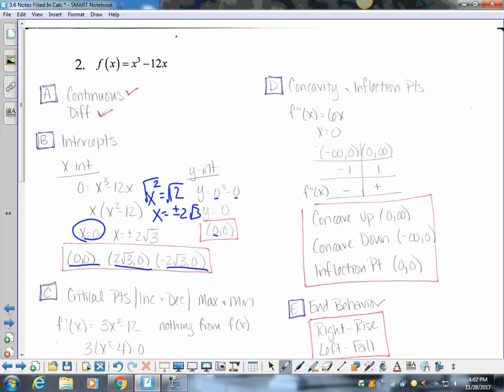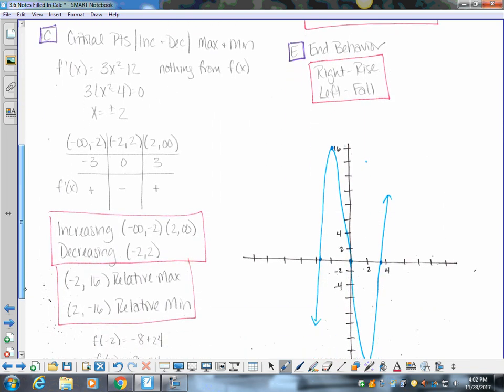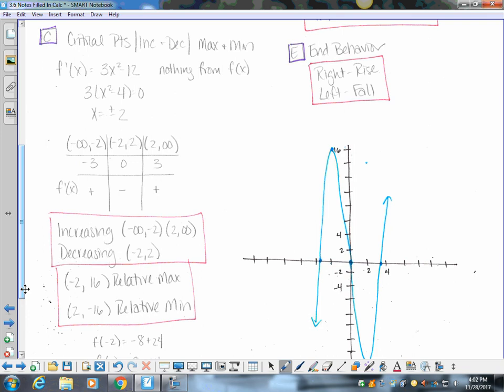So intercepts were easy. Critical points, increasing, decreasing, maxes, and mins. Again, I had a very well-behaved original function, so I didn't get anything from him. I take the first derivative. I'm going to GCF a 3 just to make life easier, and then add 4 and root both sides. I'm going to get a ±2. So those become my critical points. I set my interval.